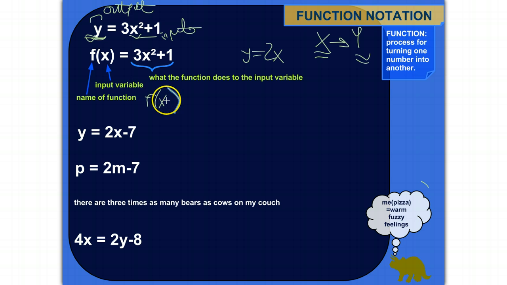Of f of x. And then we just specify when you put x into this function, what does this function do to x? Well, we square x, then we multiply 3, and then we add 1 to it. So here's where you put the input variable, or the independent variable. And then the output variable, or the dependent variable, is just f of x. It's the function itself. F of x would be the same thing, or equivalent to y.